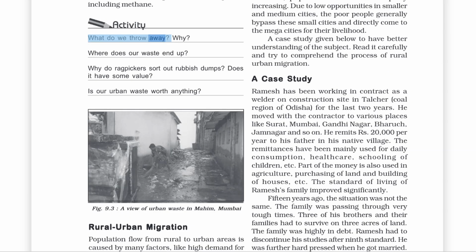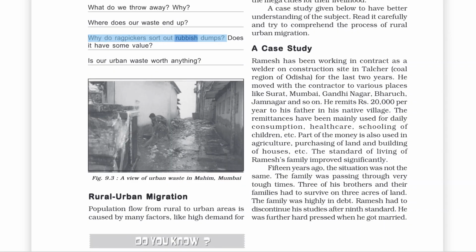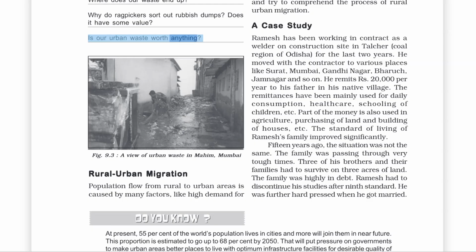What do we throw away? Why? Where does our waste end up? Why do ragpickers sort out rubbish dumps? Does it have some value? Is our urban waste worth anything?